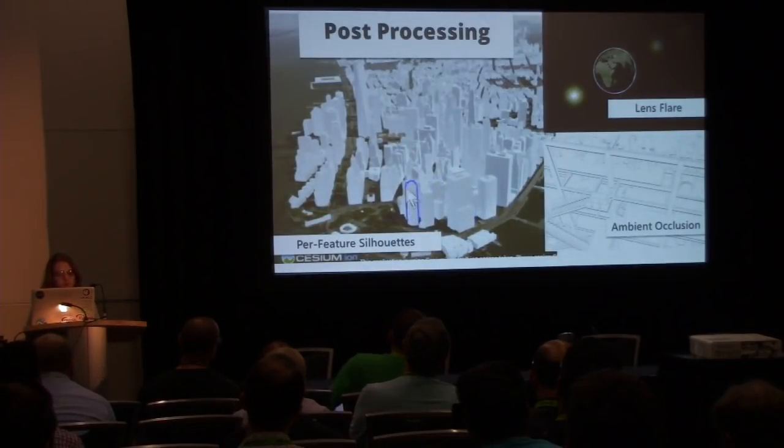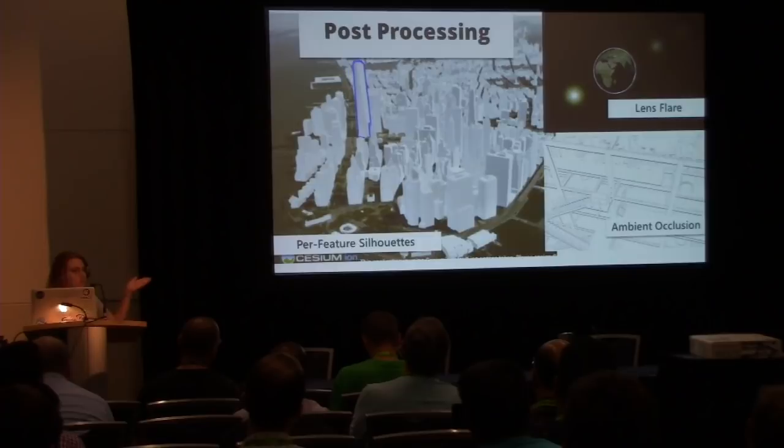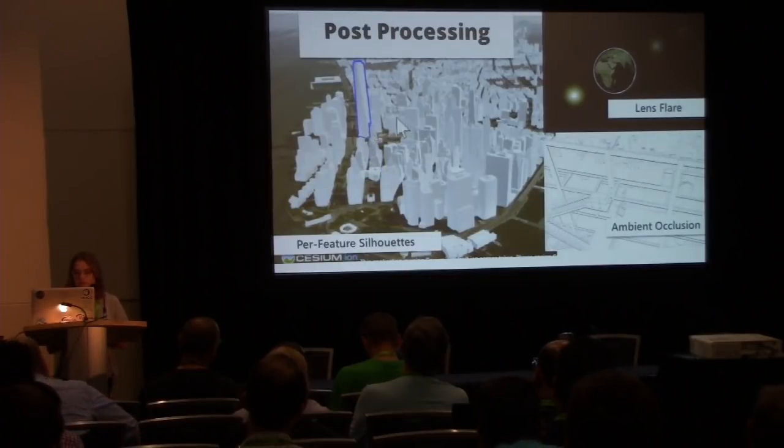Something else we've been working on is post-processing. So it's operations that can be performed on the view after the scene has been initially rendered. And you can do things like per feature post-processing here, like we're applying silhouettes to each feature in the tile set. And then you can also do some effects like lens flare. Lens flare is actually an artifact of physical cameras that we then emulate to make it look like real cameras. And ambient occlusion. So this is just the ambient occlusion view of a BIM tile set.